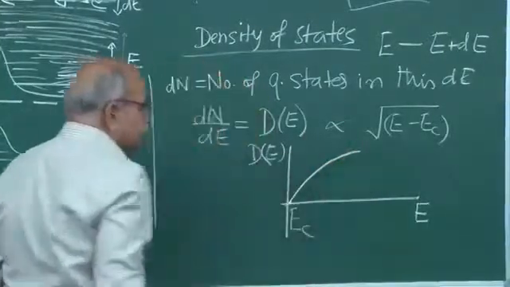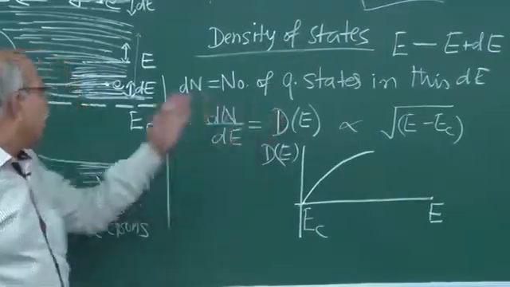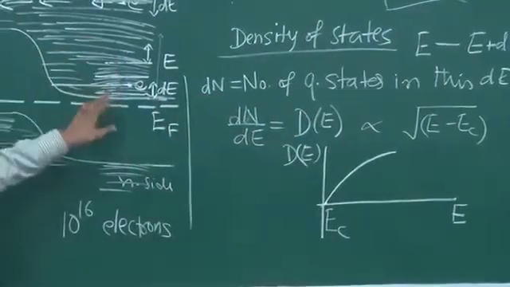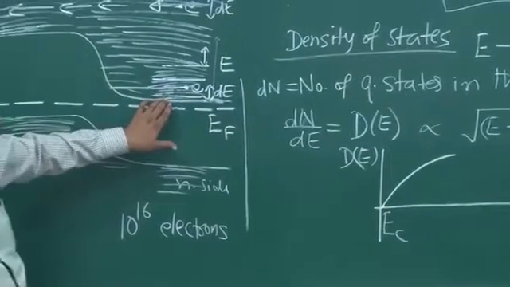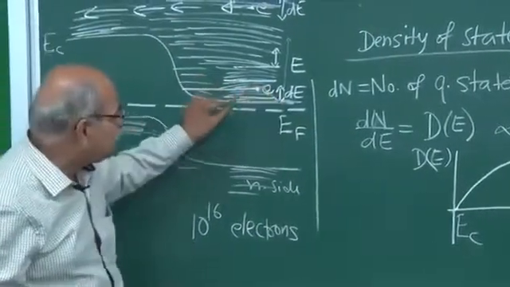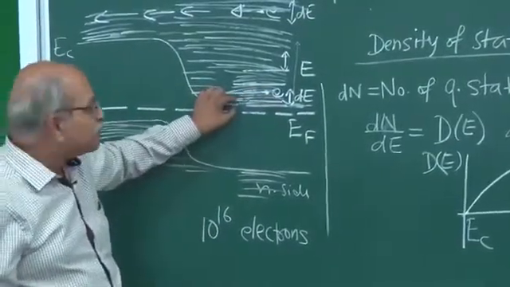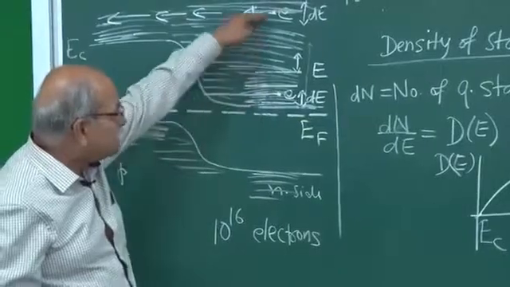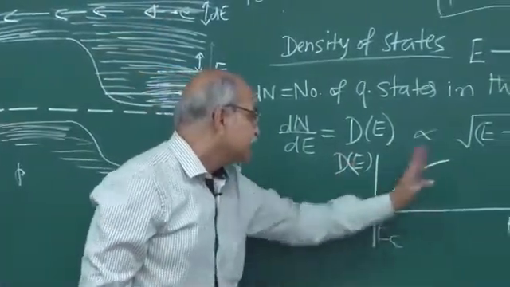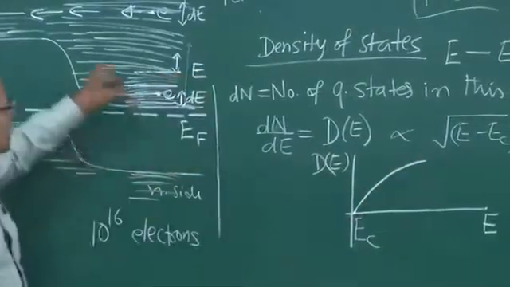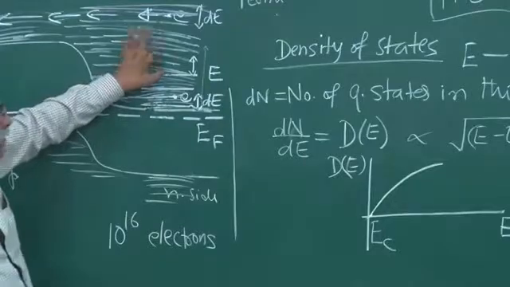This is how this density of states will change. At the bottom of this conduction band, this density is 0. That means if you just take very small dE, you will have very small number of quantum states here. But as you go up in energy, the number of quantum states is increasing. This dE is increasing, density of states is increasing. So in the same dE, you will have more quantum states here. So that is how it goes.